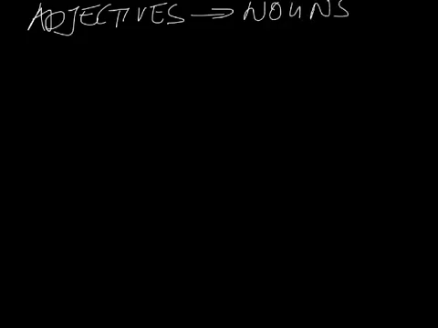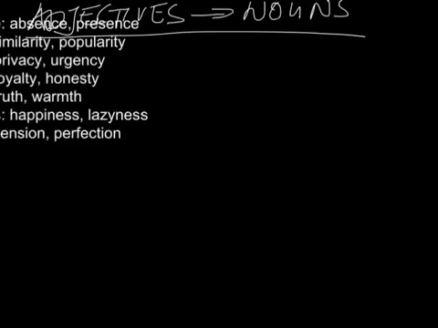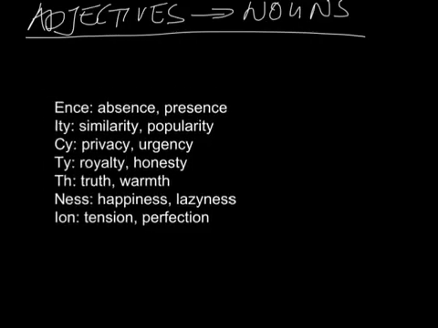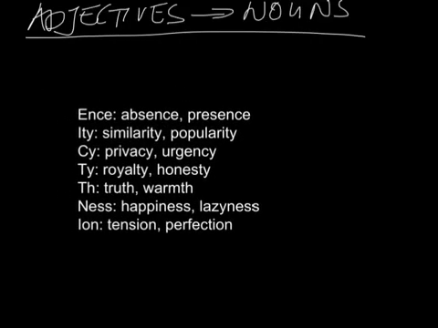Now if we have adjectives and want to form nouns, we have a look at the following list, and we get new words. From absent, the adjective absent, we get absence or presence. From similar, we get similarity and popularity. From private, we get privacy, and from urgent, we get urgency. From royal, royalty, etc., etc. So these are adjectives forming nouns. What you see here are all nouns coming from adjectives, such as absent, royal, true, happy, tense, perfect, turning into perfection, tension, truth, etc.